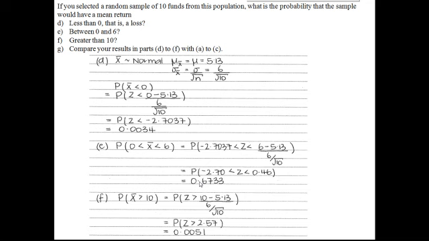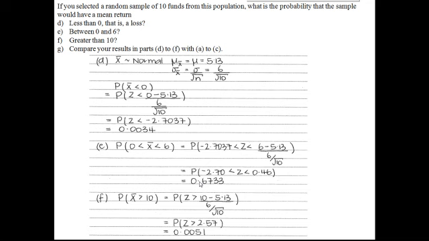Part F is the probability that x bar is greater than 10. So we want to find the probability that if we take this sample of 10 funds, the sample has a mean of 10 or more. Well, greater than 10. Remember that equals doesn't matter when it's a continuous distribution. So can we find the probability that x bar is greater than 10? Well, yes. Just convert it to a z equivalent probability question and then use the tables.